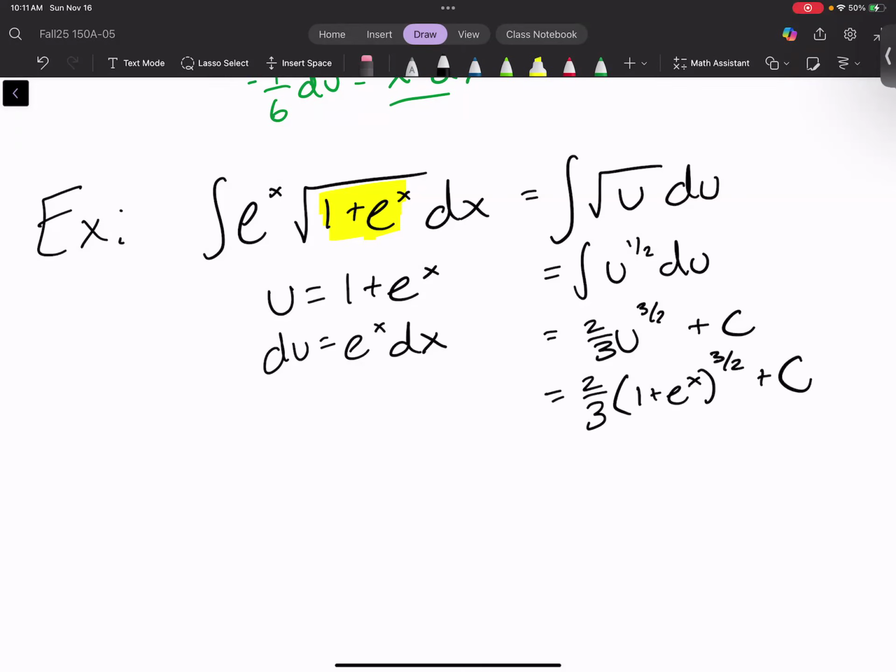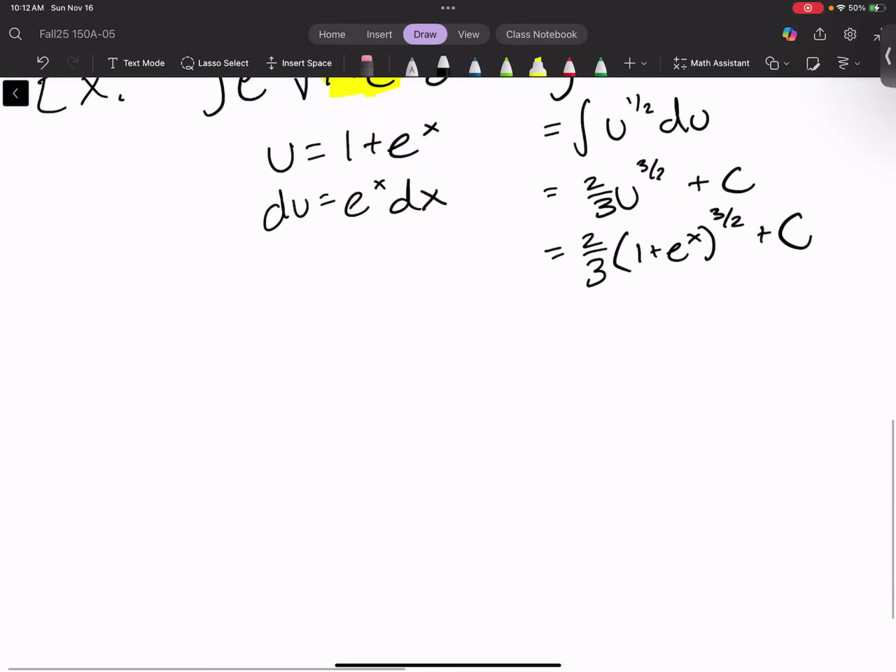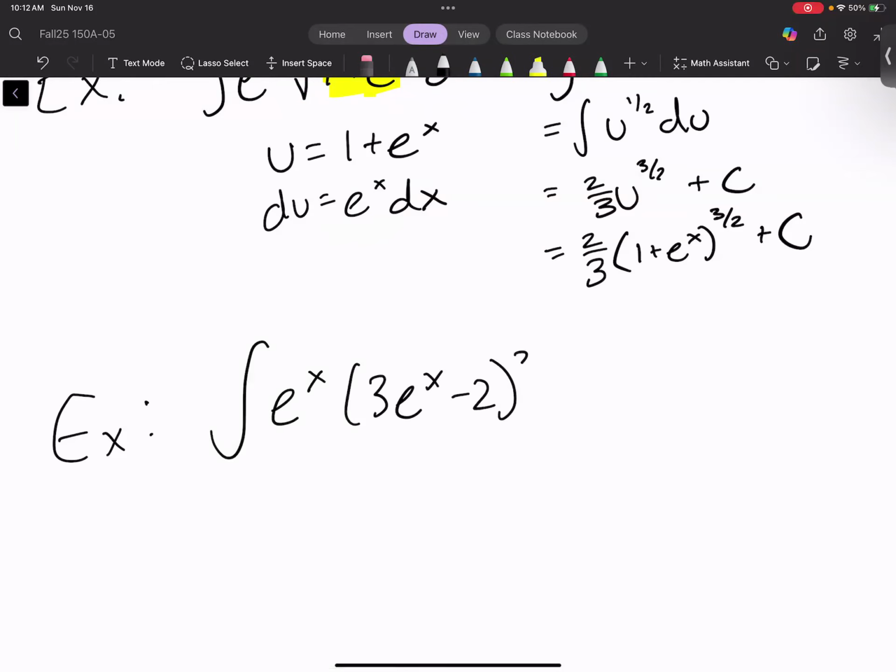If you do it the other way, it's very similar to previous problems, so I'm not going to show that. Let's get a good one here. Yeah, that's a good one. Let's try this one: 3 e to the x minus 2, squared. Pause here. Forgot to say that, and try it.